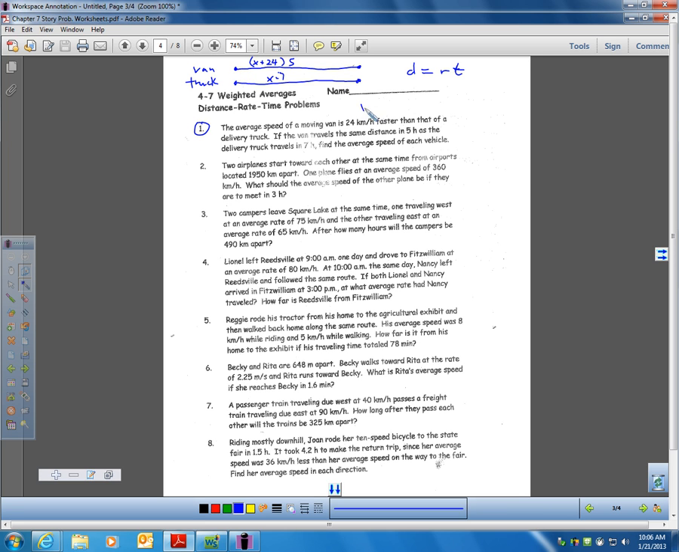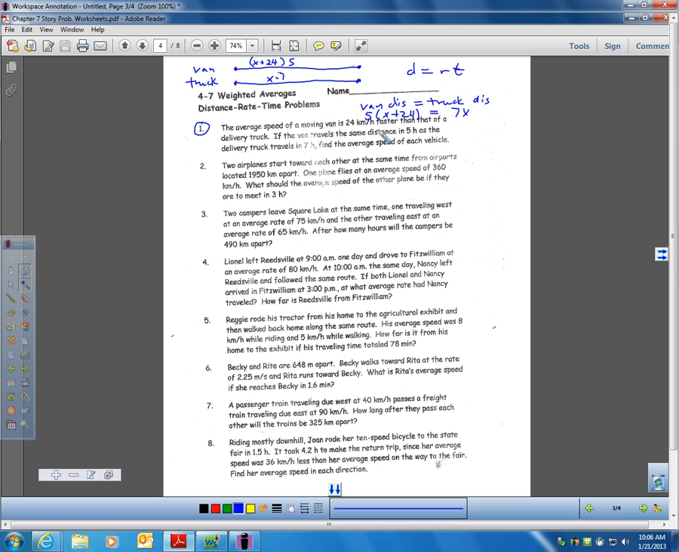So does this make sense? Van distance equals truck distance. Well, there's your equation. The van distance is 5 times x plus 24, and the truck distance is 7x. All you need to do is distribute and simplify and solve, and you will find x.